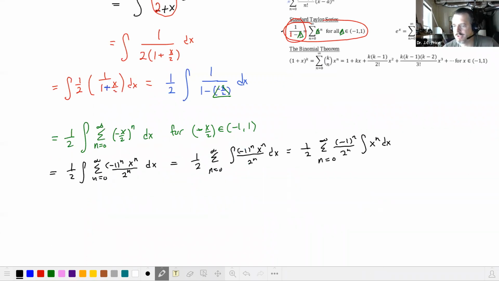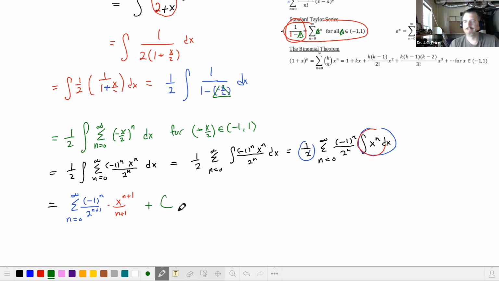And so then this is going to be equal to, I'm going to integrate this thing now. So remember, when you integrate, you add 1 to it and divide by it. So I'm going to put this 1/2 back inside here because we don't need it on the outside. So n equals 0 to infinity, negative 1 to the n, divided by 2 to the n plus 1, because you multiplied 2 to the n times 2, so the exponents add. There's a 1 right here, right? And then the integral, so what's this integral? You just add 1 to it and divide by it. So x to the n plus 1 divided by n plus 1. And then don't forget the plus c on the outside.